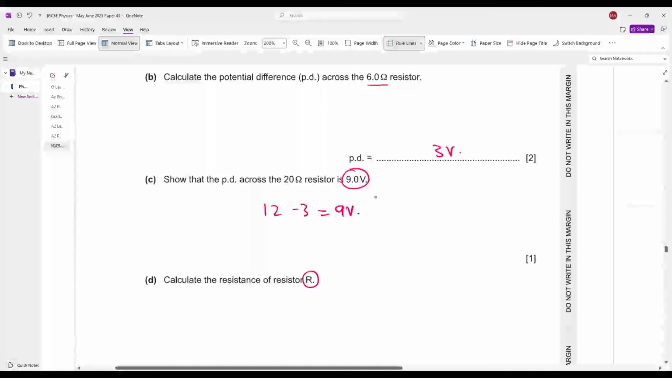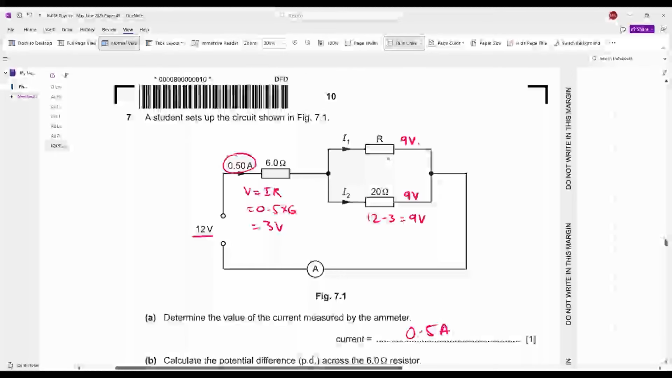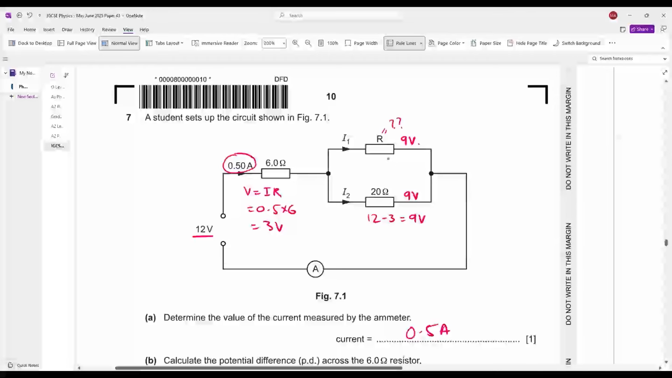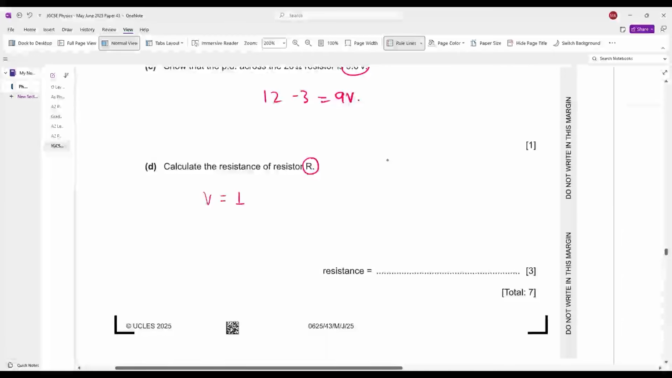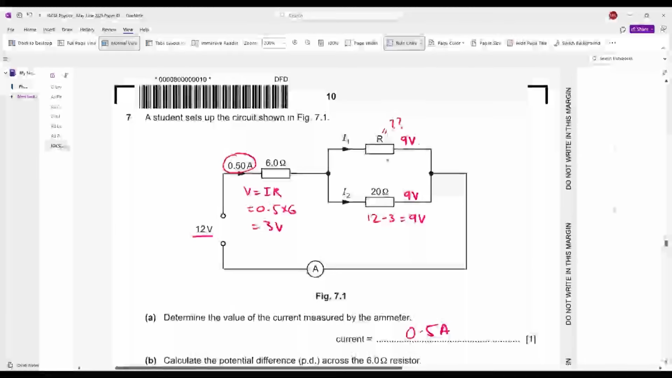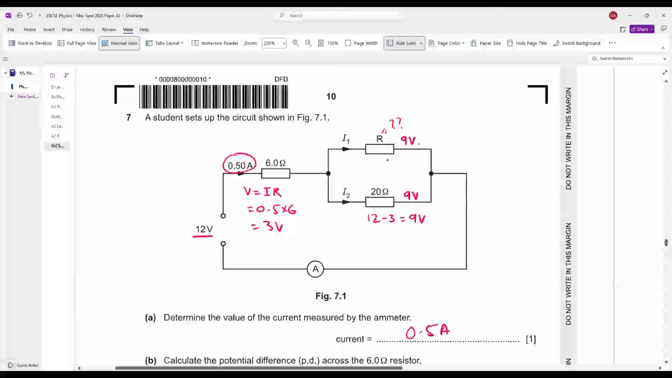You have to calculate the resistance of R. How will you do that? First of all, let's calculate the current I2. V is equal to IR. Voltage is 9, I2 we have to find, resistance is 20. 9 divided by 20. What is I2? I2 comes out to be, I think, 0.45 ampere. If the total current was 0.5 and this is 0.45, what is I1?